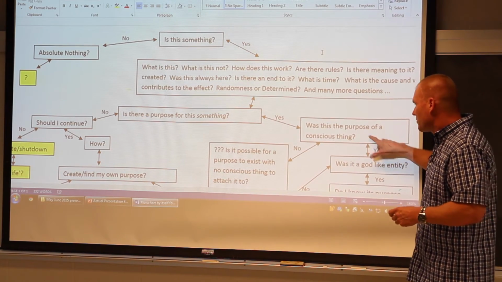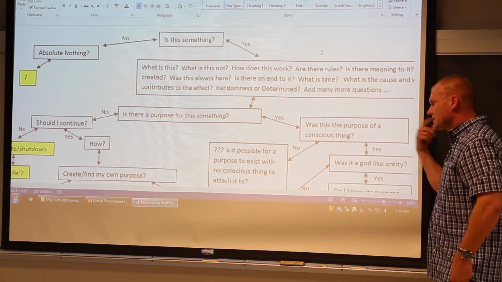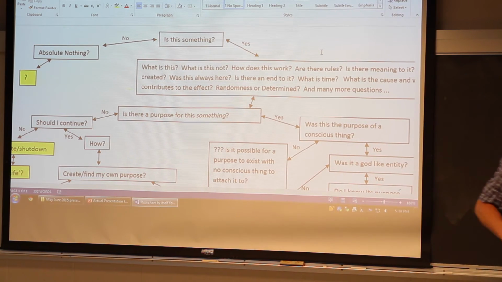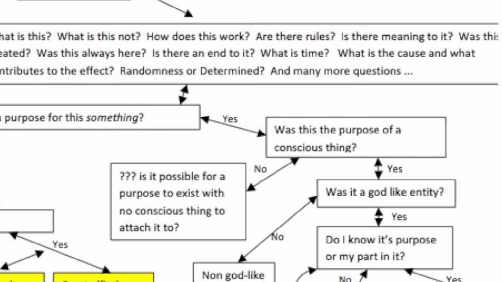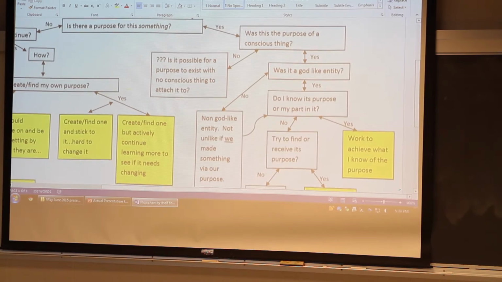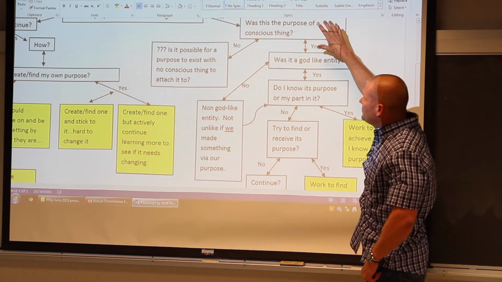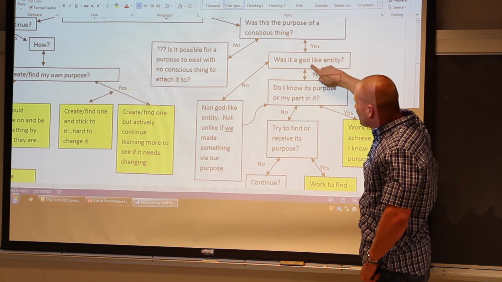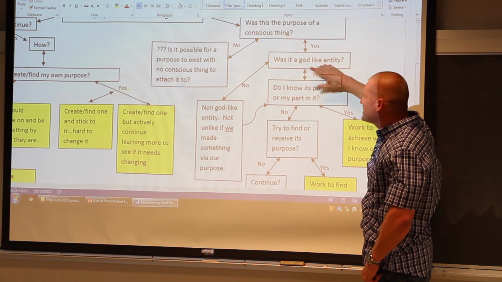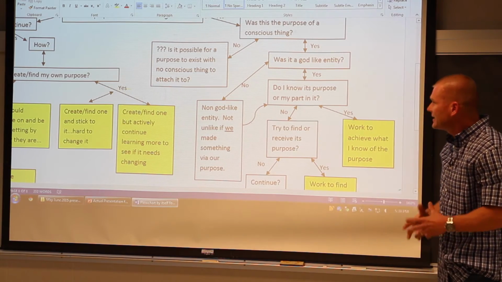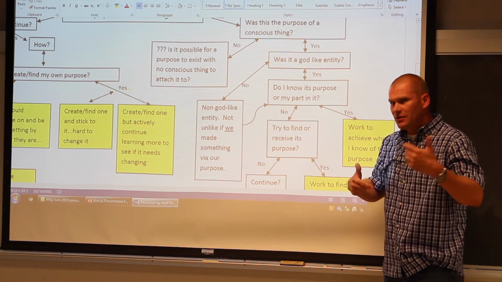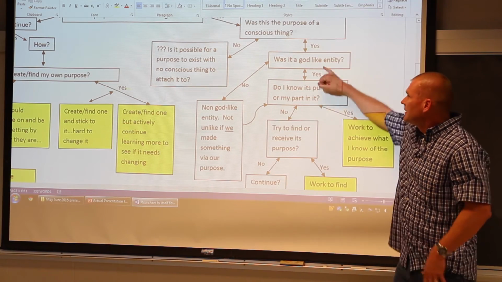So if I was to go back, reconsider the question and say, look, let's say yes, it's from a conscious thing. Well, then the next obvious one is, is this going to be a godlike entity? So that's the next question. So if you say yes, it has to be the purpose of a conscious thing, and you go down this path, was it a godlike entity? This is important because the terminology of godlike is, it's like a single supreme thing that sits sort of at the top. It knows all, always was, always will be.